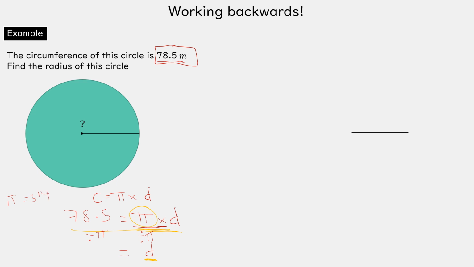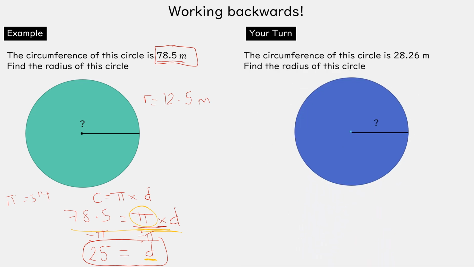So in my calculator now, I'm typing in 78.5 divided by 3.14, or divided by pi, and that gives me an answer of 25. So I've found the diameter is equal to 25. The question wants me to find the radius, so I need to halve that. The radius is going to be 12.5. Don't forget the units, that's going to be meters. Again, I've done one. Your turn on the right hand side, and then we'll do the solution together.